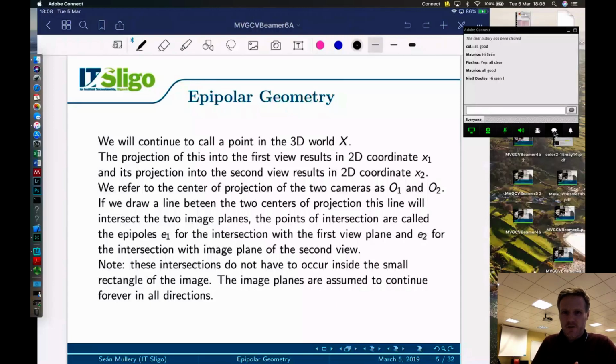this entails that we're going to come up with something called epipolar geometry. So we'll continue to call a point in the 3D world large X. We'll just call that large X whenever we're dealing with it. The projection of this into the first view, and we'll call these the first view and the second view because we're only dealing with two views, results in a 2D coordinate which we'll call x1, and its projection into the second view results in a 2D coordinate called x2.